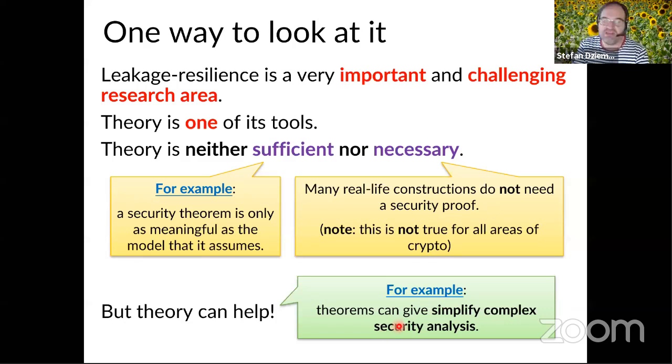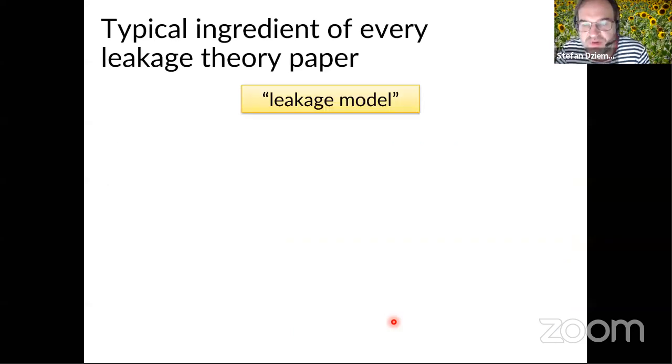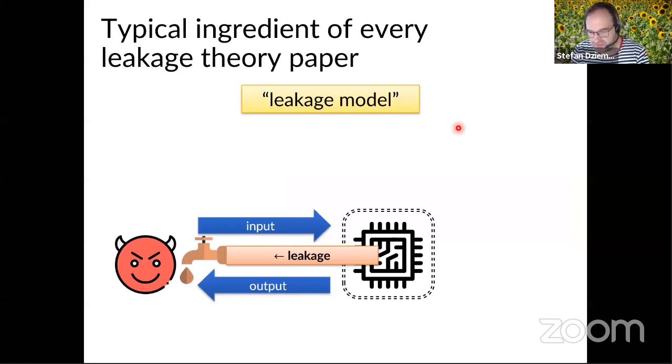So what is a typical ingredient of every leakage theory paper? There is something there called leakage model. I mean, usually in practical papers, there is also something like this, but somehow theory papers are very careful about specifying this. So by leakage model, we typically mean, well, there is the adversary, there is a device, right? And so what do we have to model here?